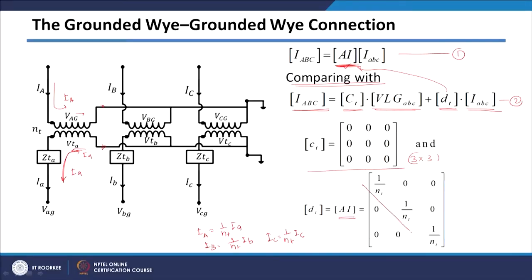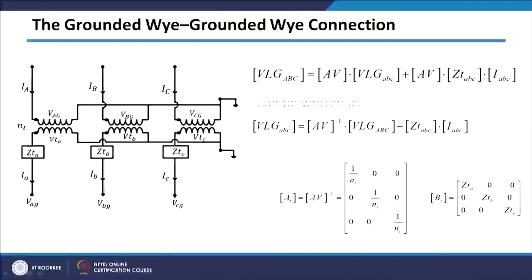So CT will be a 3 by 3 matrix of zeros, and DT will be the AI matrix, which we have seen is 1 upon NT, 1 upon NT, 1 upon NT. This is basically coming from the current transformation. So we have got the small t, small d matrix also for this simple configuration, which is the grounded Y by grounded Y connection.